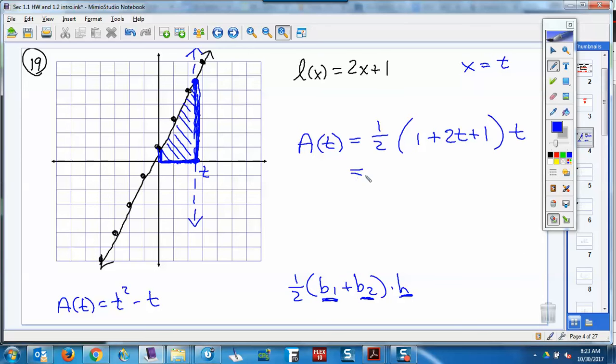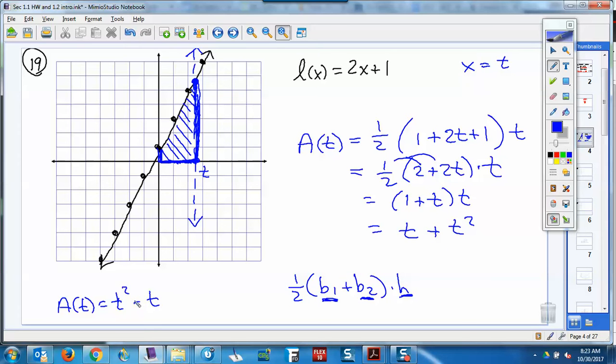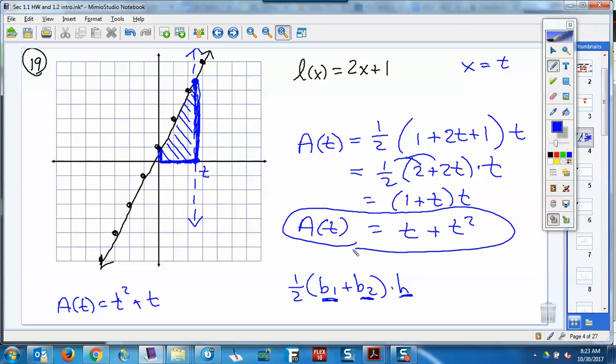So there you go. So 1/2 times (2 plus 2t) times t. Take that times 1/2. That would be (1 plus t) times t. And that would be t plus t squared. I guess it was minus it. And that would be A of t, right? So move t to 2.5, plug 2.5 into there, you get the area that you would be generating, right?